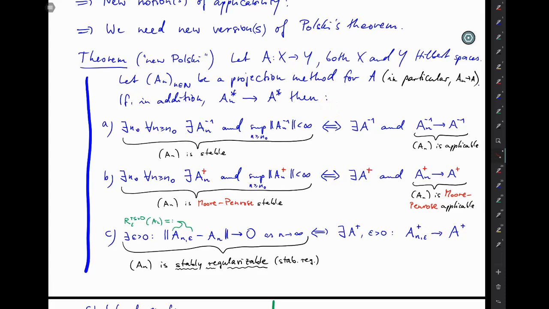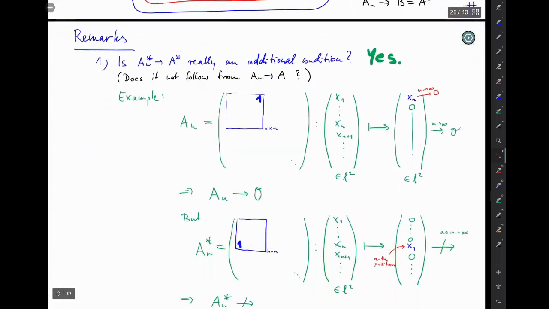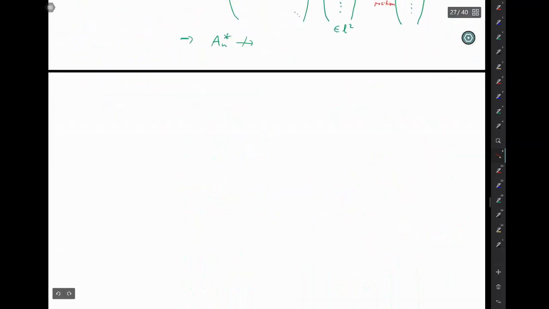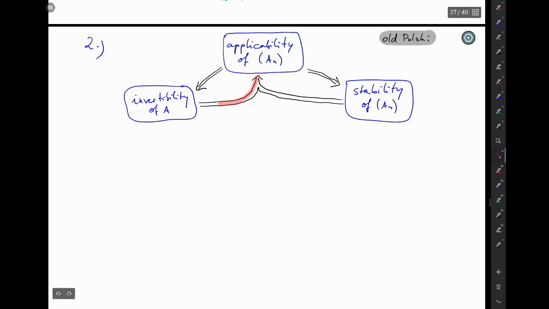So what's this change all about, and what does it mean if you put the two theorems, old and new Polski, together? So it's all about these three properties, and the old Polski theorem says that applicability implies both invertibility and stability, and that invertibility and stability, if both of them come together, then they imply applicability.